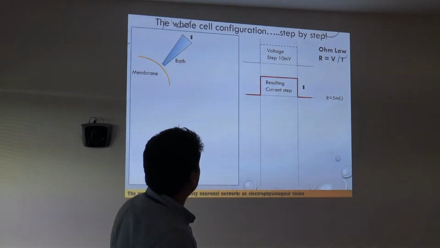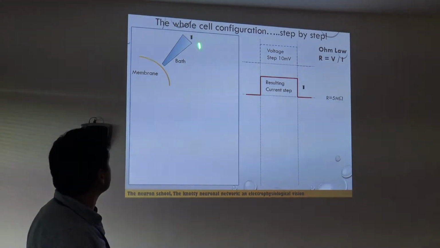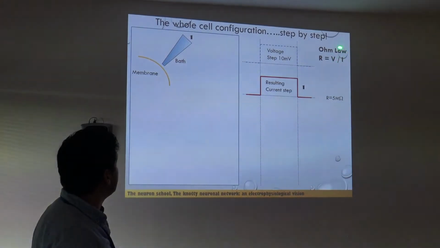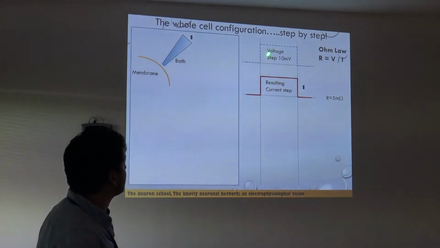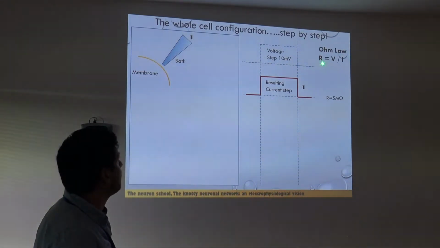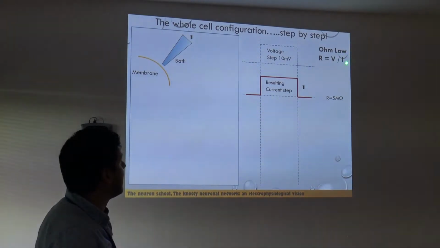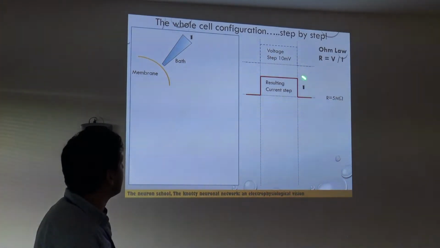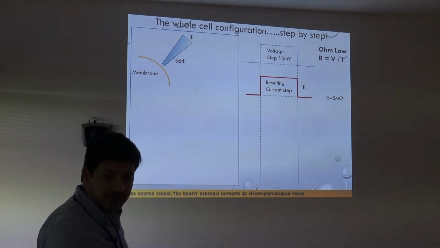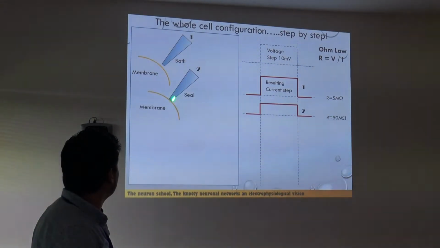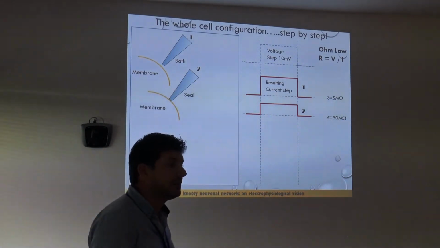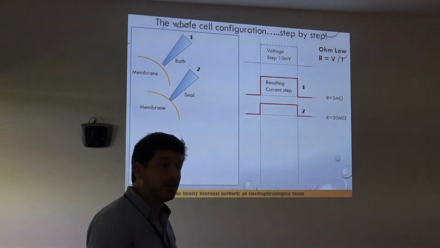The whole cell configuration step by step. Okay, the first step, your glass electrode is exposed in an ACSF. You are not touching the cell membrane. The amplifier injects a square positive voltage step of 10 millivolts, and from Ohm's law, we know the voltage step. The amplifier can measure the current that goes through the hole of the electrode, the resulting current step. Okay? But when you touch the membrane, the current flows with much more difficulty through the electrode. So that's why you have the decrease in the current flow through the electrode and the increase in the resistance of the electrode. It is really useful if you want to know when you are touching or not the neuron.